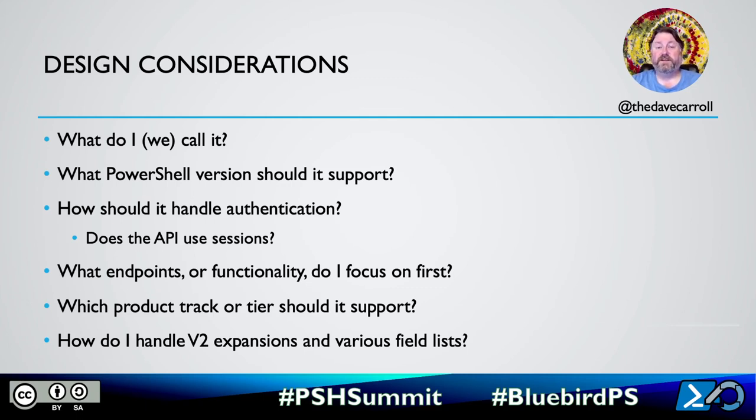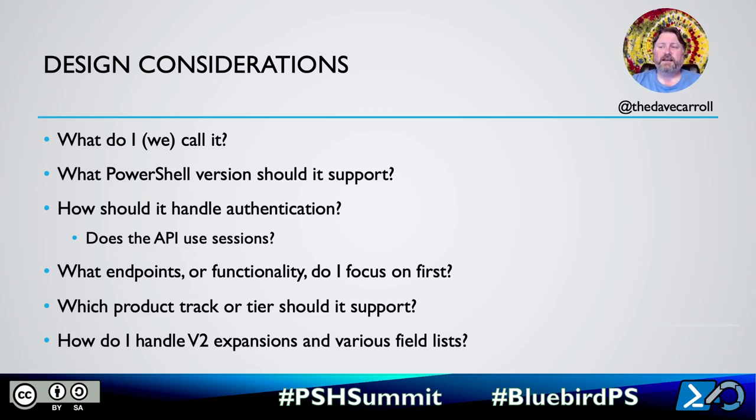What PowerShell version should it support? For this module, I targeted PowerShell 7 for three reasons. One, the web commandlets are considerably different between Windows PowerShell and PowerShell 7. I'd already dealt with those differences in another module, and I didn't want to deal with those here, primarily the error handling and how it outputted errors. Second, most CI pipelines are Linux-based and PowerShell 7 is cross-platform. And third, PowerShell 7 is a long-term servicing release. Why not use the latest and greatest?